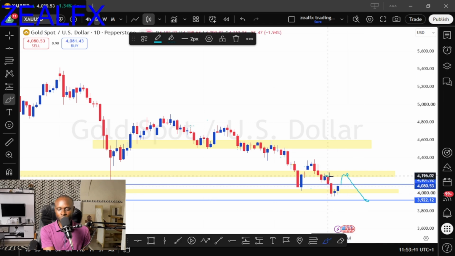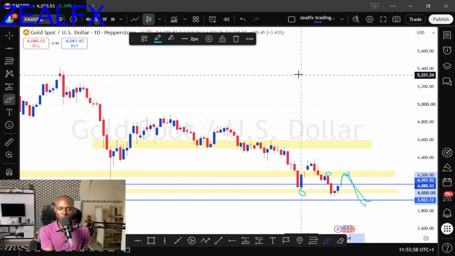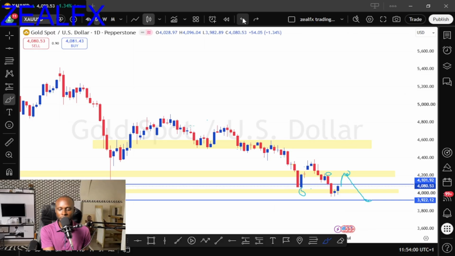Once price fails to break above this level, this might trigger a sell opportunity for the gold USD to the downside, because we have a bearish trend for the gold USD. We don't want to sell from a support level. We need price to move to a resistance level for us to sell, because selling from a support level is a trap that might lead to what? Loss. So we want to avoid selling from a support level.